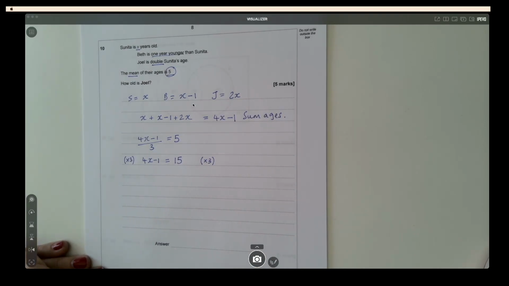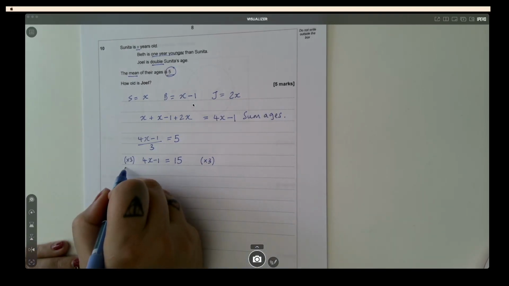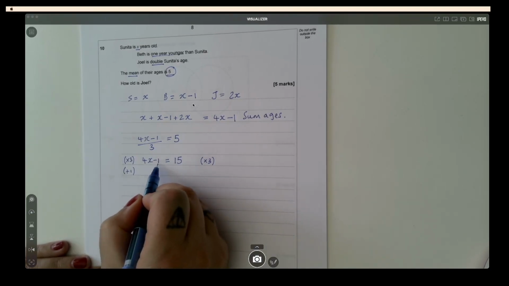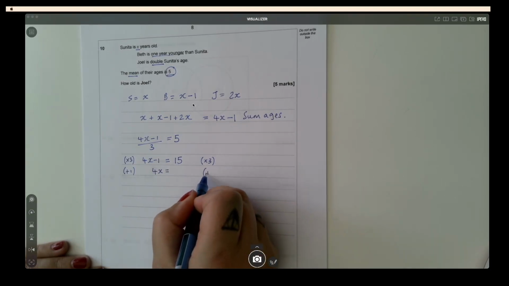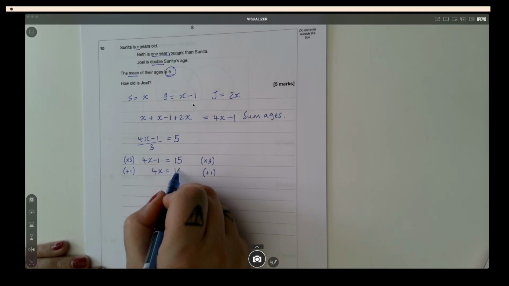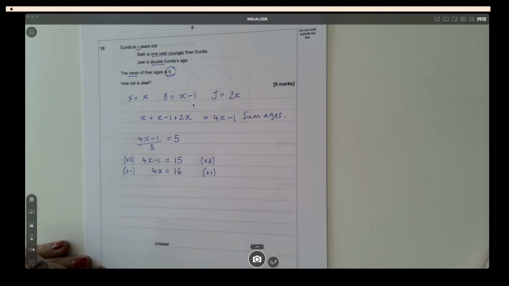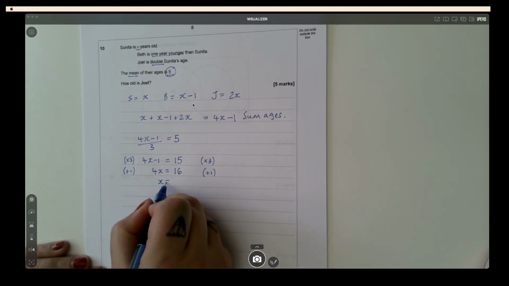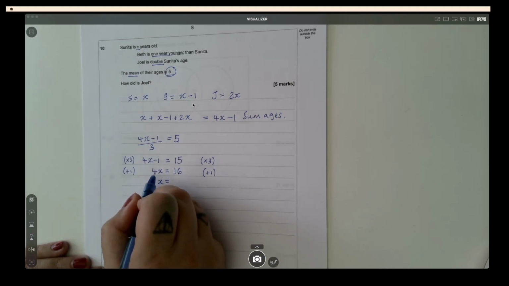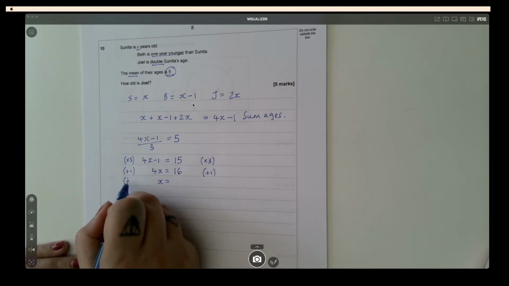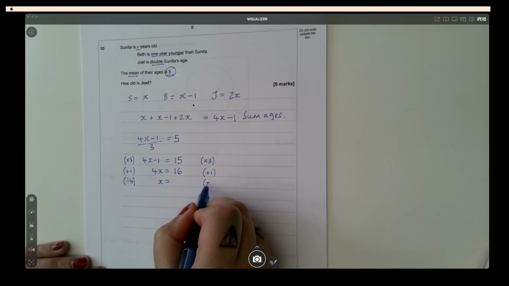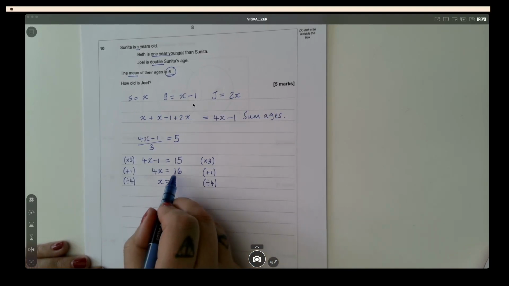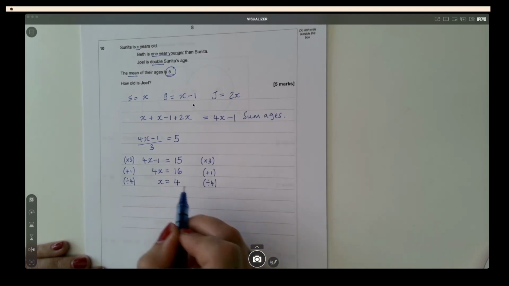The next inverse operation I'm going to deal with is to add 1. By adding 1, it eliminates the negative 1 on the left-hand side, so the left-hand side becomes 4x. When I add 1 to the right-hand side, 15 plus 1 is 16. The final inverse operation to find x, instead of 4 times x, is to divide by 4. So when I divide by 4 on the right-hand side, 16 divided by 4 is 4.